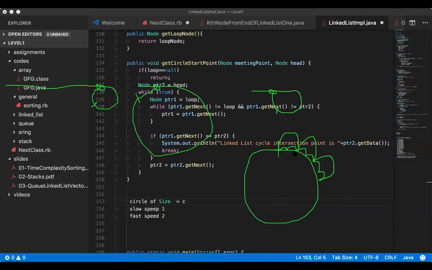Now what if the slower one starts from here, but the faster one starts from a little bit ahead, like from here? Where will they meet again? So the slower pointer was here, and the faster started after some step k only. Like it had a lead. It took a lead of k, and then both of them started at this point. Where will they meet again? Slower started from 0 and faster started from k. Where will they meet?